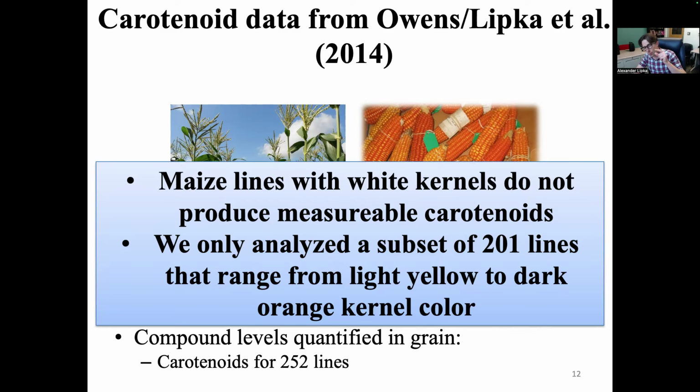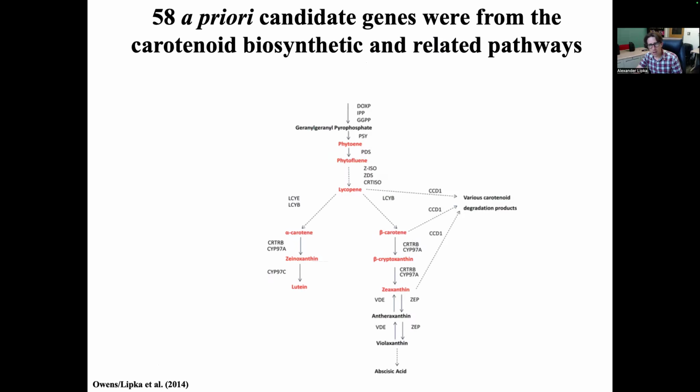Okay, so we got away with analyzing such a small sample size because the genetic architecture of carotenoids consists of really small number of genes. So in practice, I recommend analyzing a much larger data set than 201. That's what I'm trying to say.